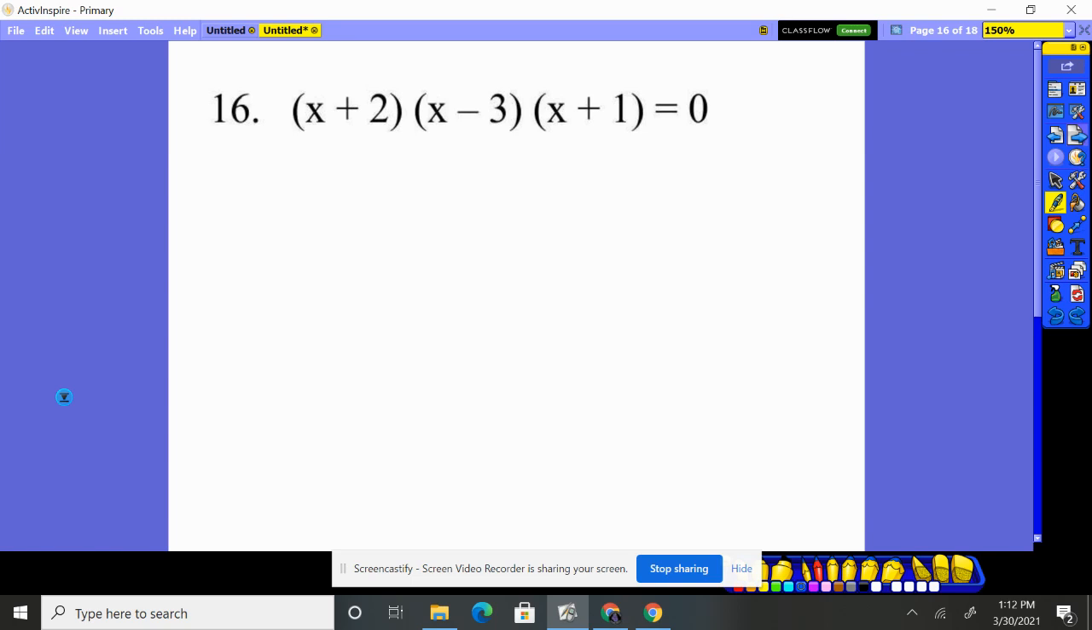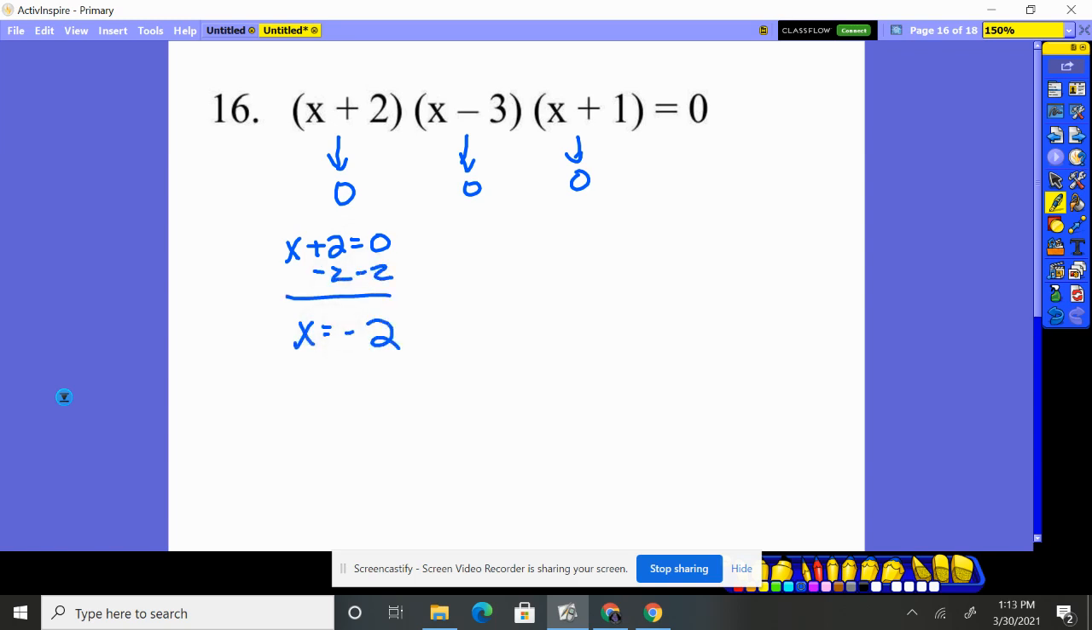16, piece of cake. It already broke it down for us. It says, hey, you got this thing, x plus 2, times this thing, x minus 3, times this thing, x plus 1 equals 0. So either this piece has to be 0, this one has to be 0, or this one has to be 0. So we set each one to 0. Solve this one.